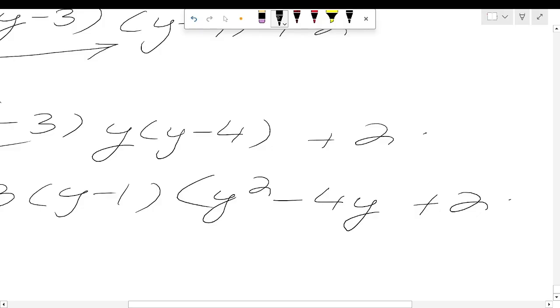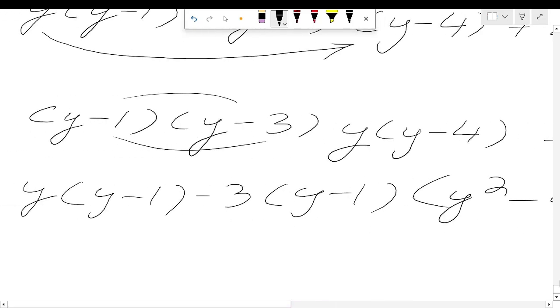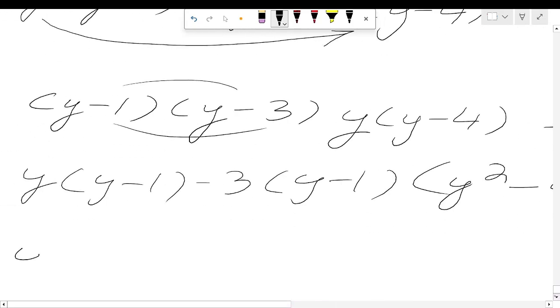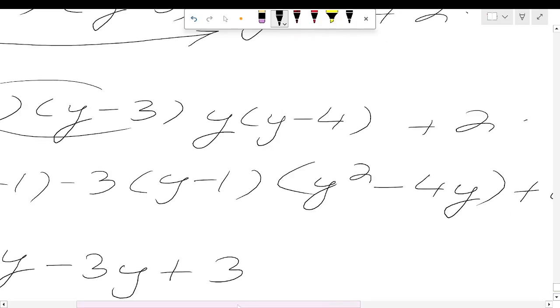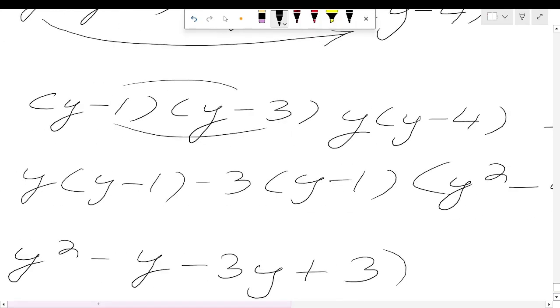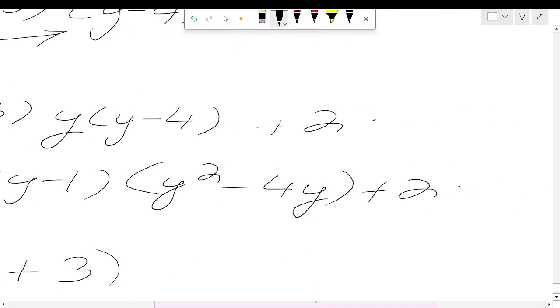So we need to place a bracket here, because this is outside of the parenthesis. After doing that, I'll just write y square minus y. Instead of 1y, we just write y because we assume that the coefficient is 1. And then we subtract it from 3y, minus minus is plus 3. And then we will add a bracket on this expression right here. And then we have y square minus 4y plus 2.